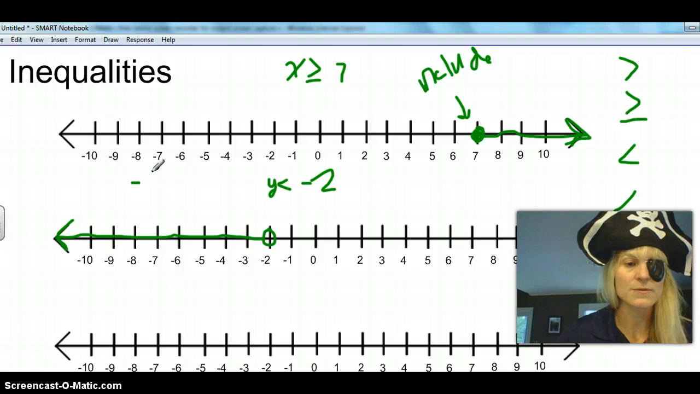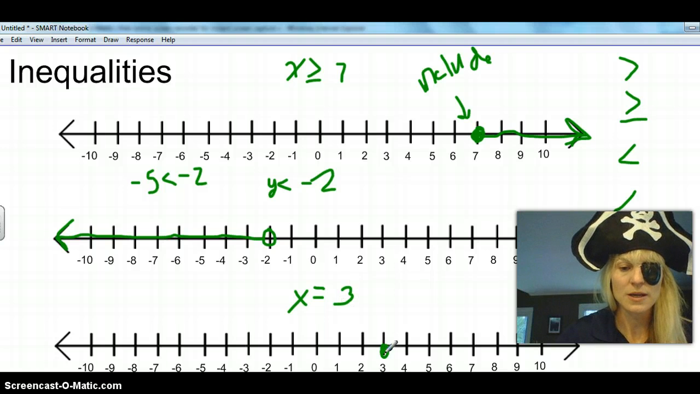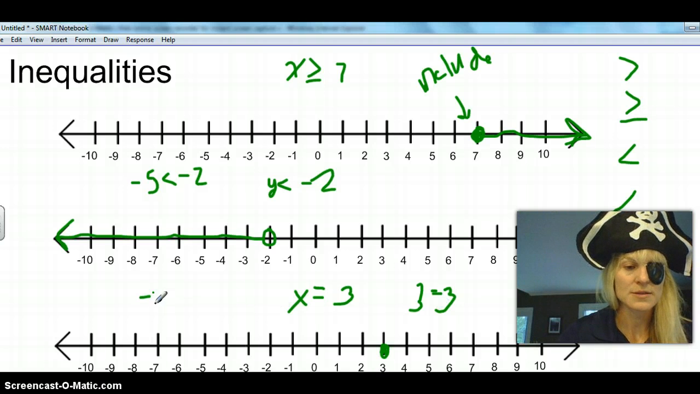So if I picked -5, I could say -5 is less than -2, and that would be a true statement. So the idea of this lesson is to remember that the filled in circle means equals, including that number. The open circle means not including that number, but all numbers below. And then, of course, you might just have something with the equal sign. If we say x equals 3, we just put a solid dot at 3, because that means only 3 is the answer. If I plugged in 3 for x, I'd have x equals 3. That's a true statement. However, if I plugged in -2 for x, we'd have -2 equals 3, and that's not true. So we just use one solid dot for that.